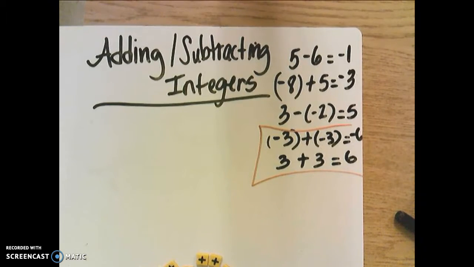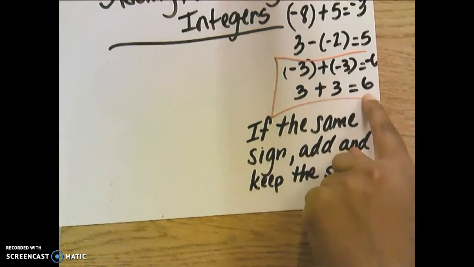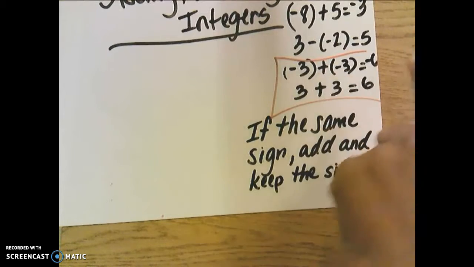Give me a second to write that down. And I also want you to put this in your notes. Here we go. It's there for you. Go ahead and write it down. Pause the video so you can write it down. But if the signs are the same, add and keep the sign. So positive plus positive, negative plus a negative, larger negative.